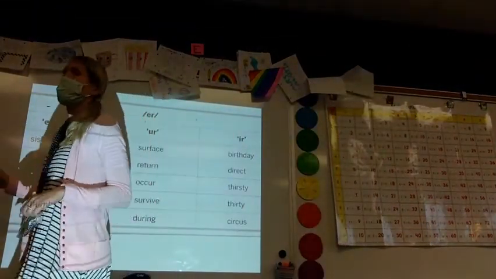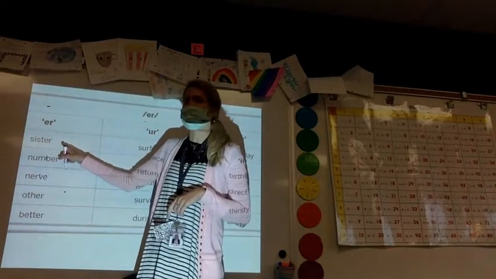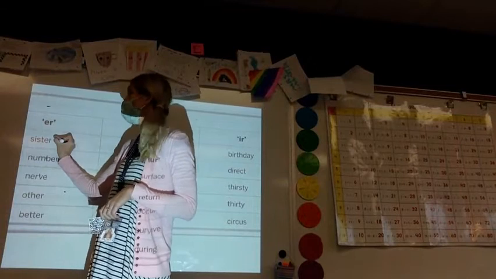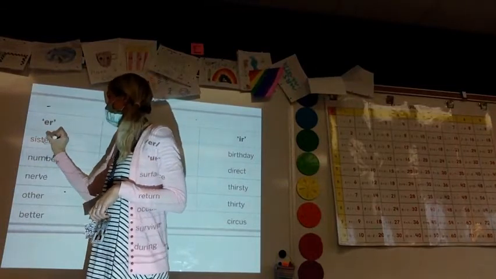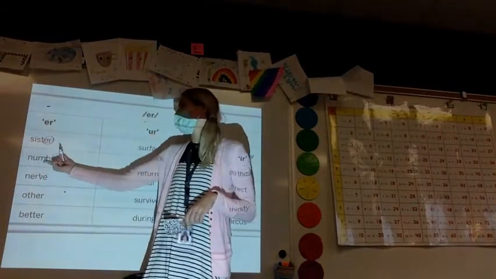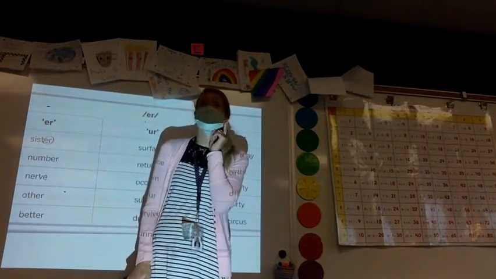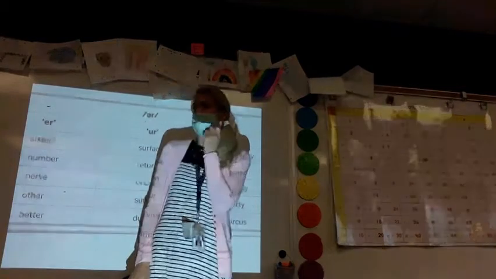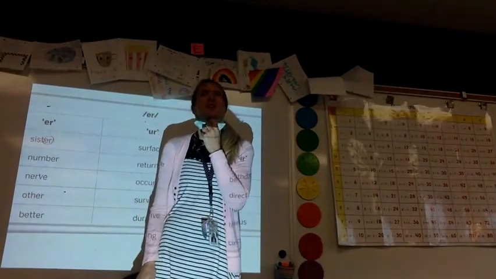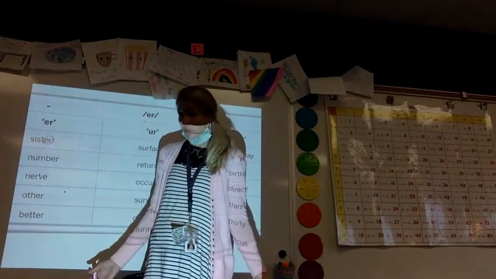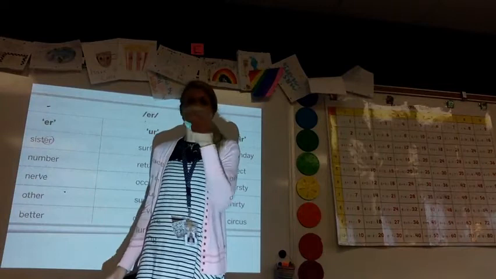Our first word is the word sister. What's our word? Sister. What do we hear in it? Made with an ER. Our next word is the word number. What's our word? Number. What do we hear? We don't hear ER. I didn't say number ER. Right? We hear what? And what's making the sound?